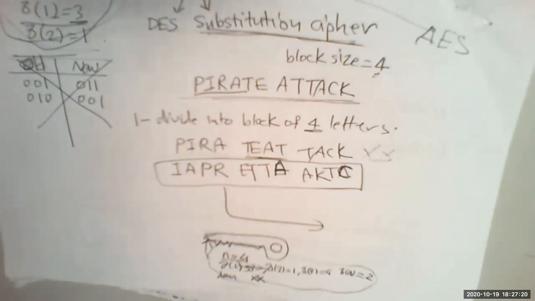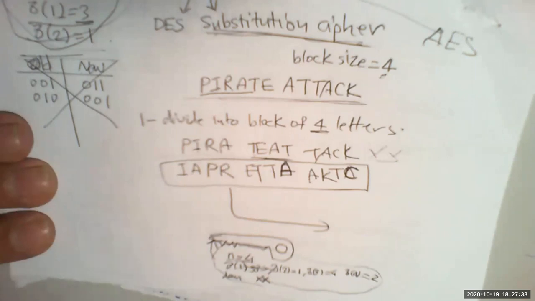Doctor, can you show the dummy letters? For example, the word pirate, if we divide it with block size 4, it will be P-I-R-A as one block, then the second block T-E, and then X-X. Yes. That's it. You just add it to make it a block of 4.